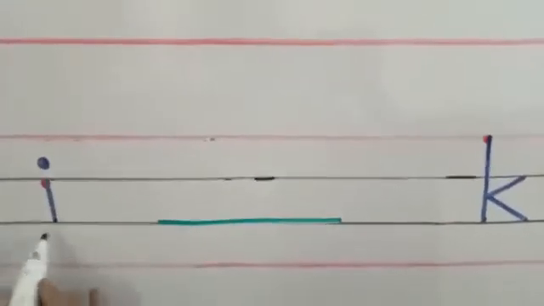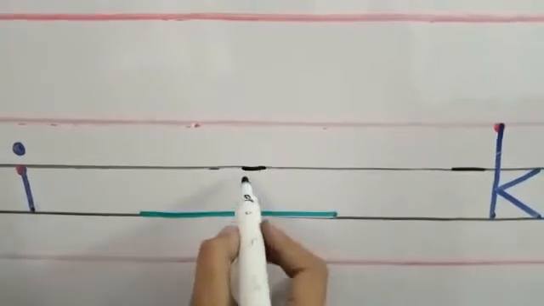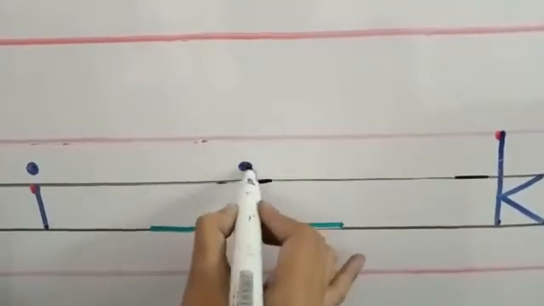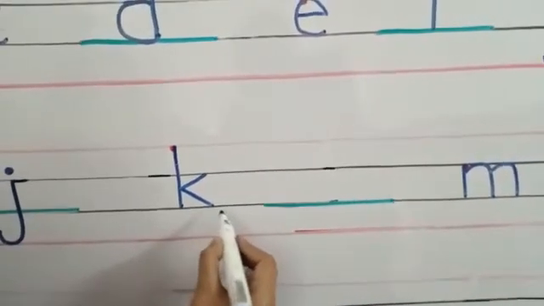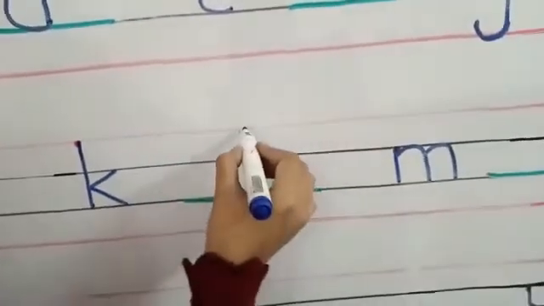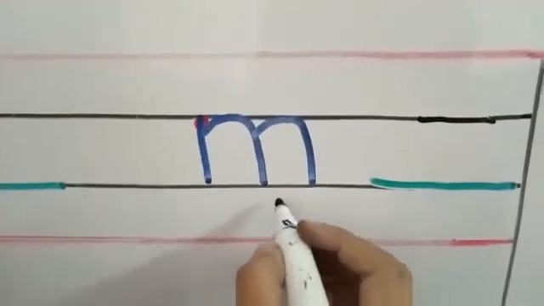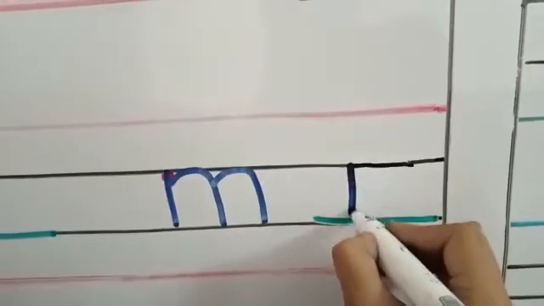After H, the letter is I. And after I, the letter which comes is J. So we will write J in this blank. After J is K. So after K, the letter which comes is L. After L, there is a letter M. So after M, the letter which comes is N.